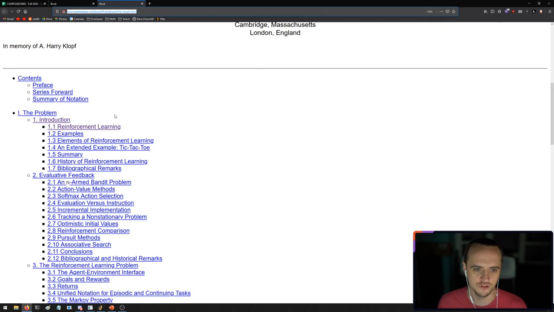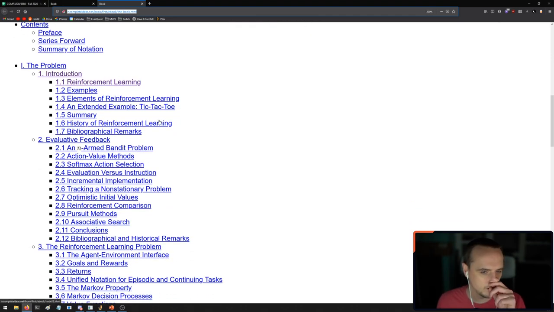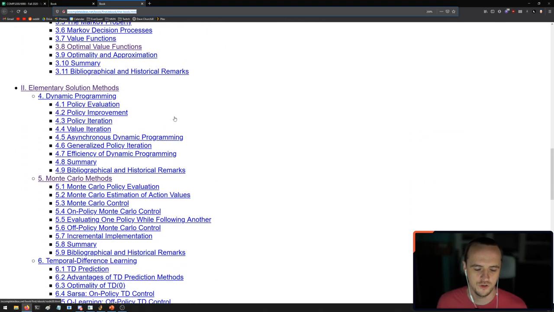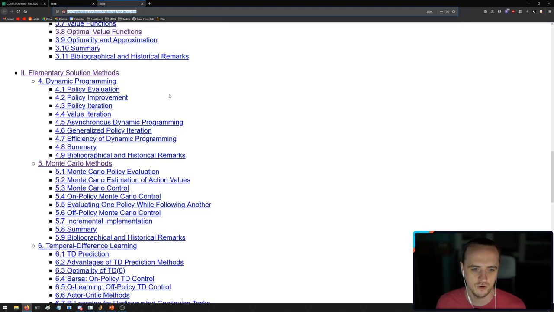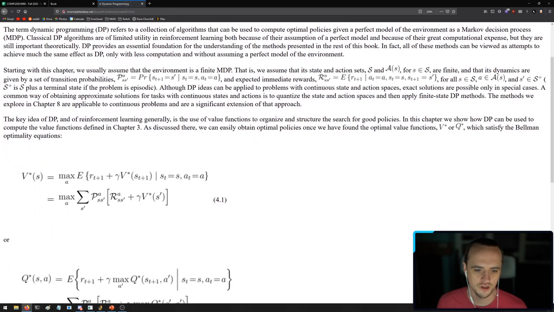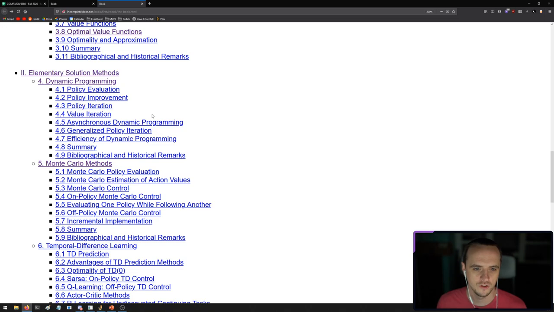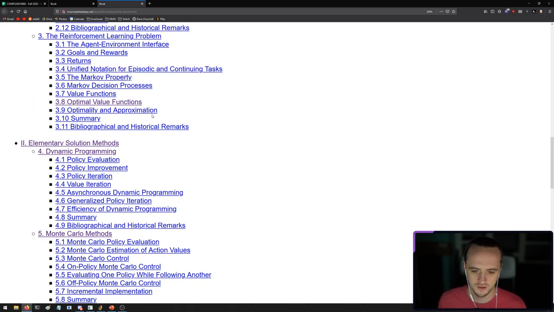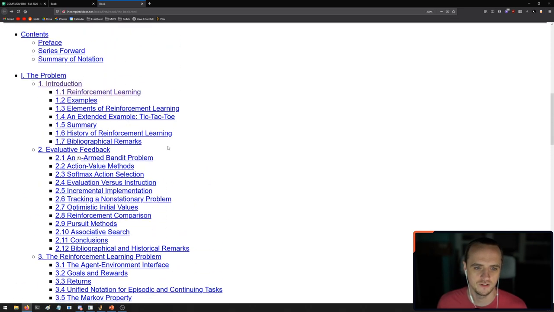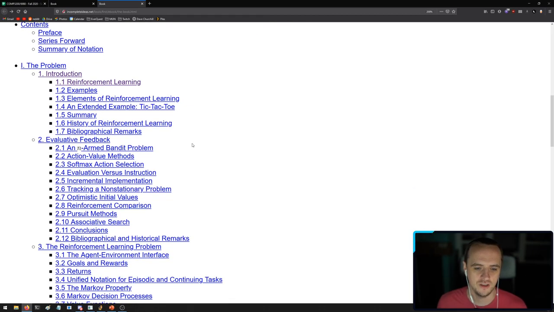The HTML version has a really nice table of contents. So, for example, if you wanted to study for the exam and you didn't really understand what dynamic programming was, you can click on dynamic programming and read that section of the textbook. It's really great. It's the best textbook that I've ever read. I would highly recommend reading the textbook, or at least the relevant chapters for our class.